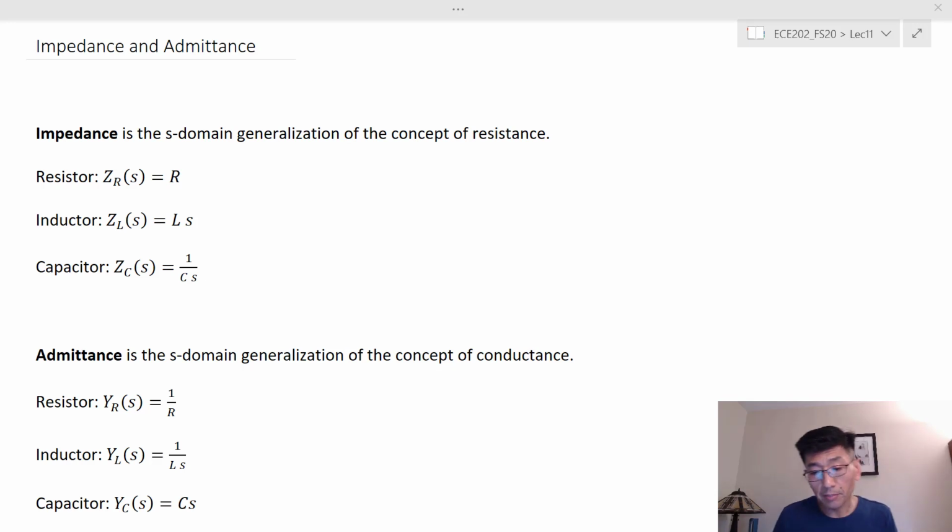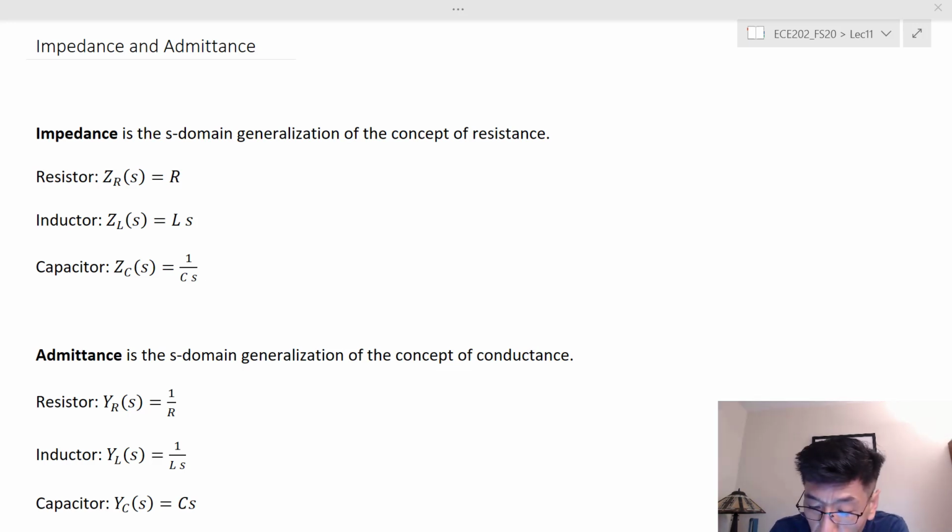Let's look at the concept of impedance and admittance. Impedance is just a more generalized concept of resistance, right? Resistance is only applicable in the time domain, or if you only have resistors. So if you have inductors and capacitors, as we saw, we have the terms Ls and 1 over Cs. These are the impedances in the S domain.